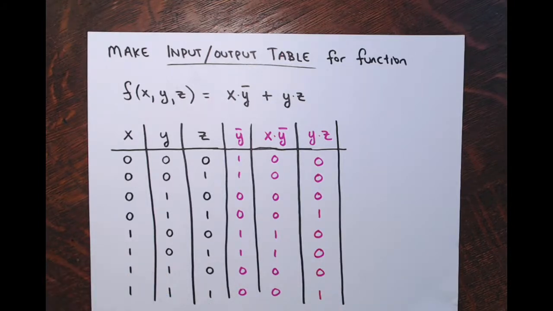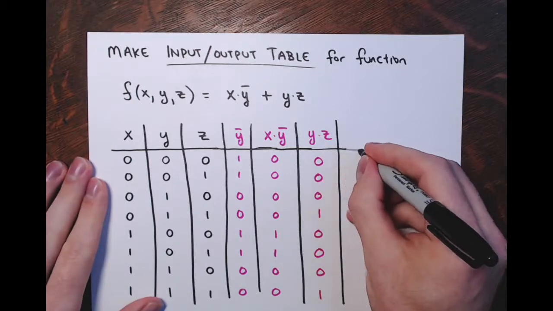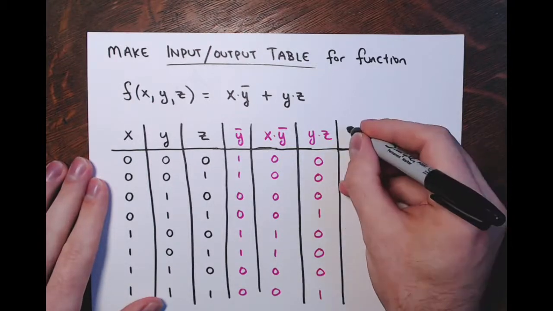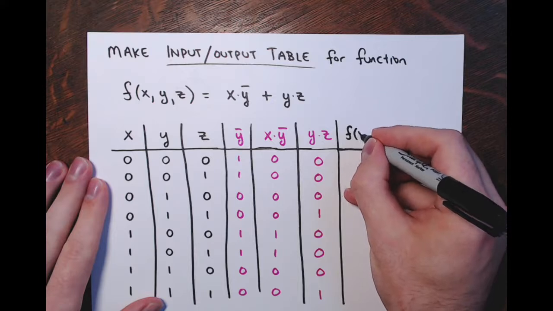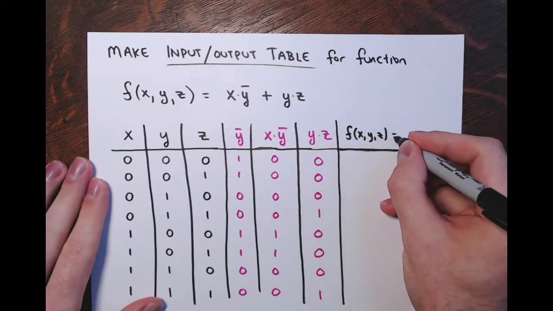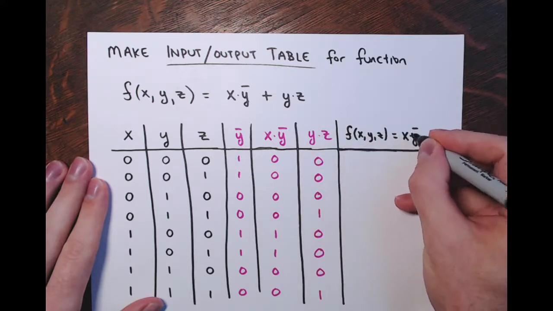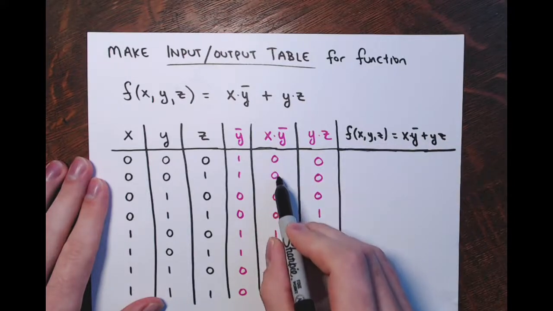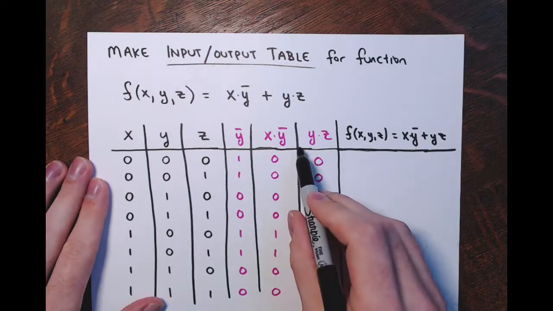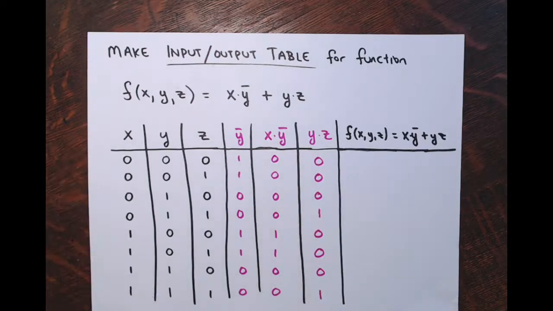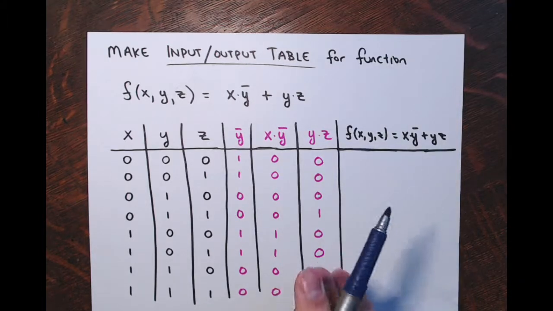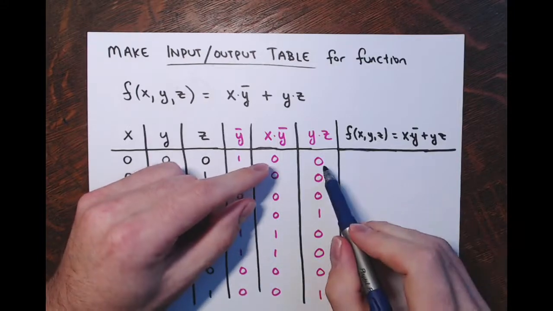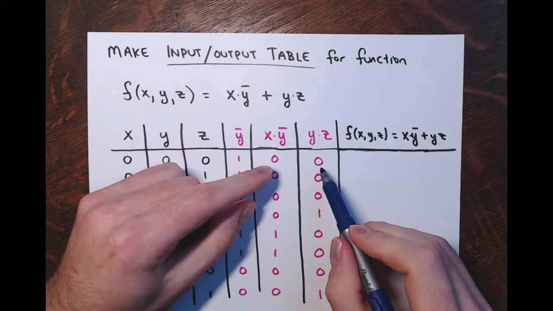Alright, then finally, in the last column, which I'll do in a different color, we have our function, this x times y bar plus y times z. So I'm taking the x times y bar column and adding the y times z column. I'll do this in like an orange, I'll do it in like a purple. Now when I add, if any of them is a 1, the sum is 1.